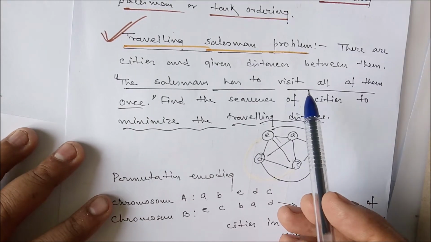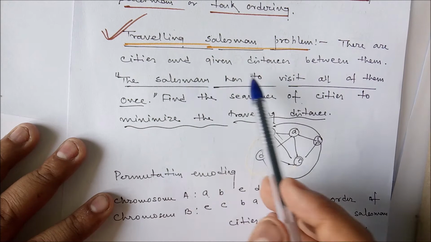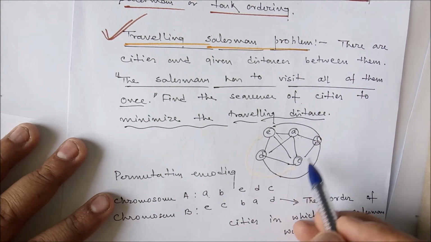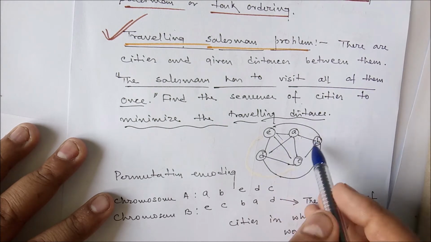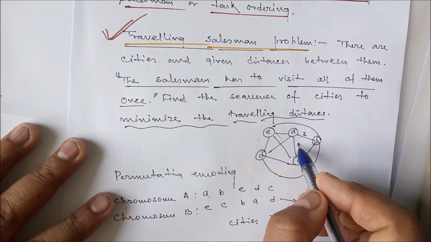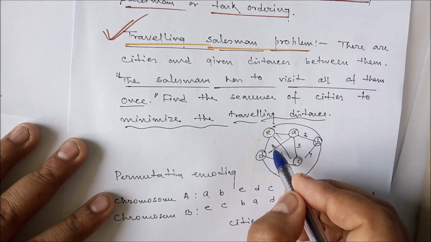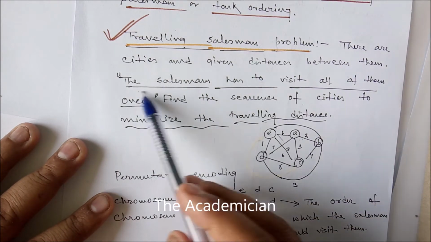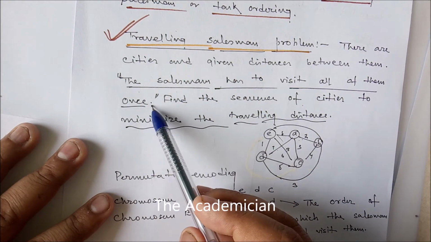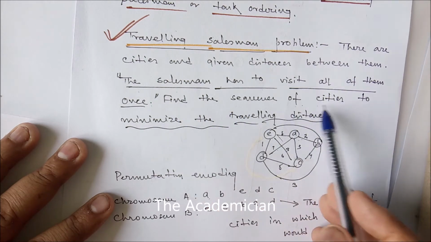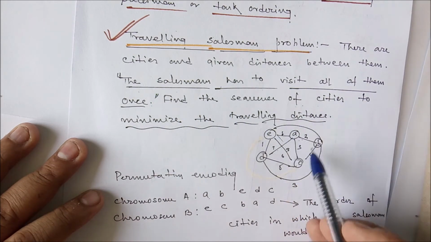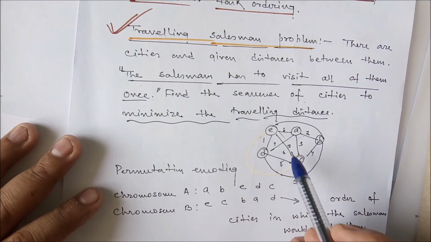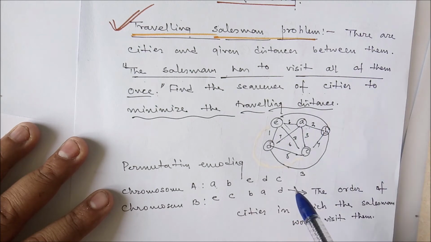Now, what is the traveling salesman problem? There are cities and given distances between them. So here A, B, C, D, E, 5 cities are there and the distances are there, say 2, 3, 4, 5, 6, 7, 8, 3, 1, 3, and so on. The salesman has to visit all of them once and find the sequence of cities to minimize the traveling distance. The salesman must visit all the cities once, and our objective is to minimize the traveling distance.